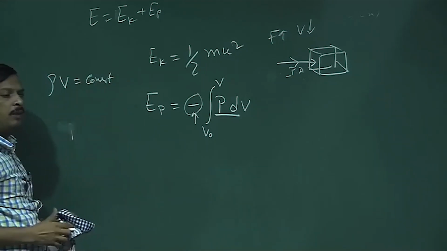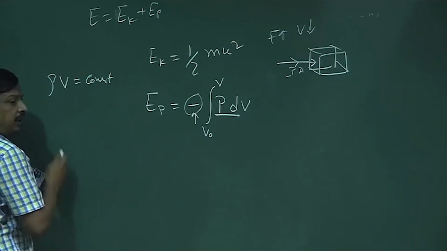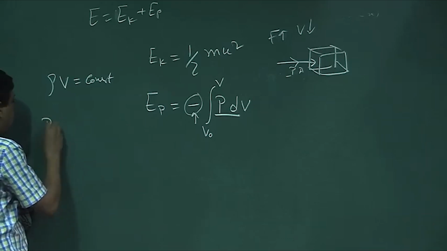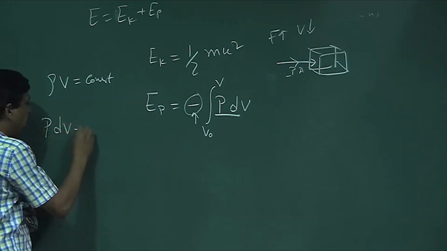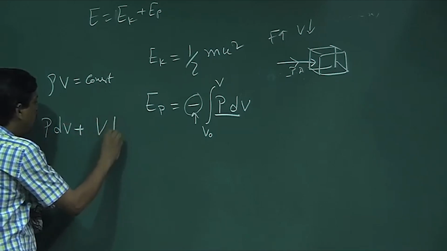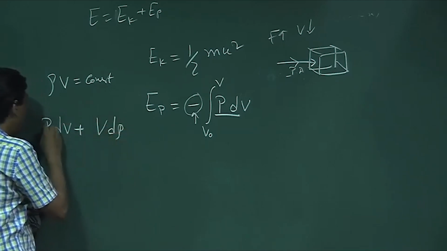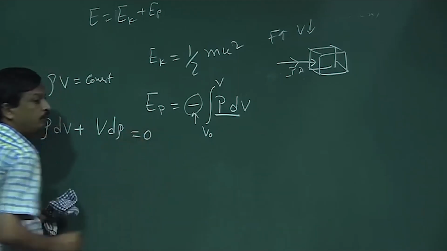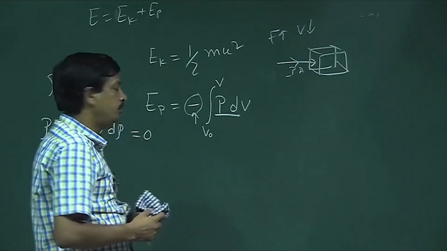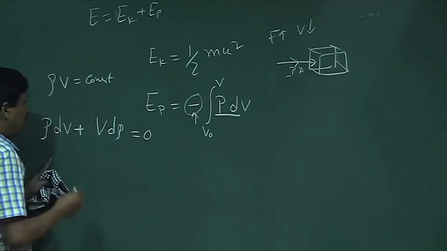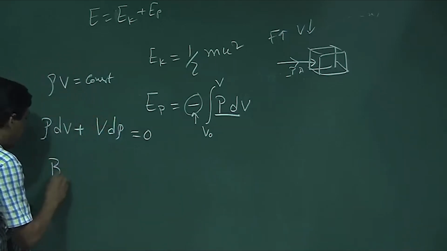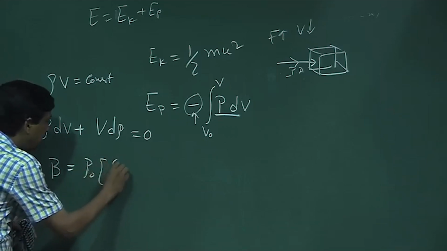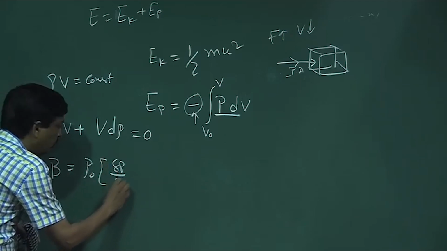Rho V is constant, mass is constant. Now, if I take the derivative with respect to d and V, I can write rho into del V plus V into del rho. Rho into del V plus V into del rho is equal to 0. Okay. So, from here another equation is the bulk modulus B, which is rho 0 del P divided by del rho.